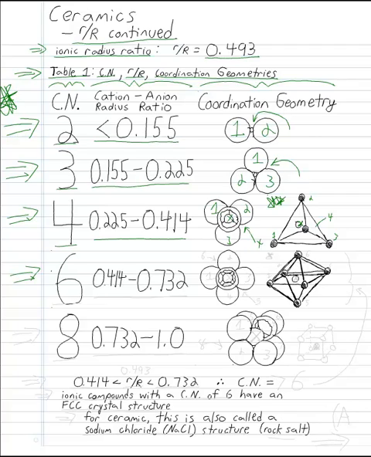Next up, the coordination number of 6. This is for ratios between 0.414 and 0.732. Numbering off again, we have 1, 2, 3, 4, the 5th atom, which we're looking through, and our 6th atom is actually tucked away on the back side. We can't see it, yet all of them touch this central atom.